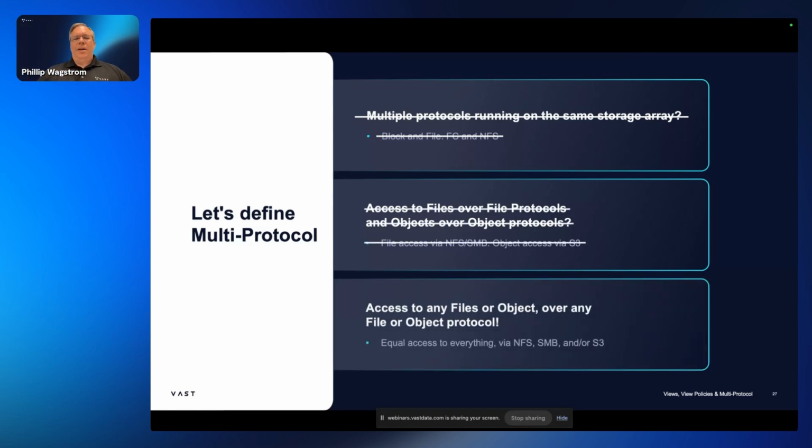Not really. We're talking about being able to upload files or objects over any protocol and access them over any other one. So I want to be able to upload something over S3 or write a file over NFS and then read it over S3, or write it over SMB and read it over NFS. All of those. This is what we're referring to when it comes to multi-protocol.